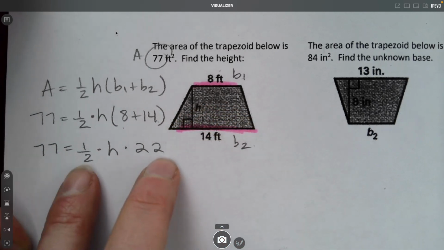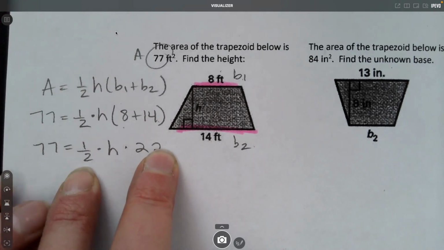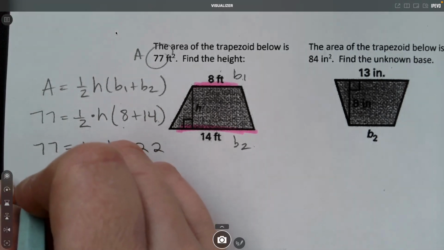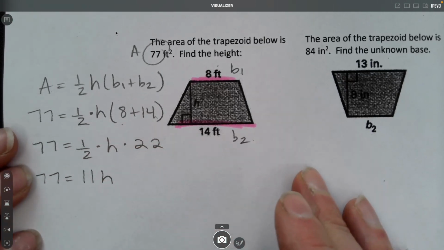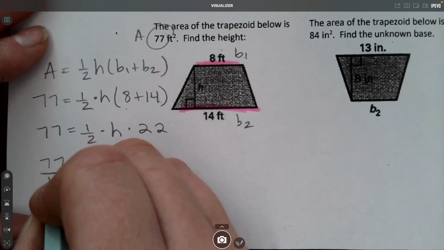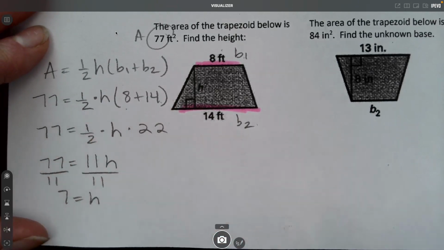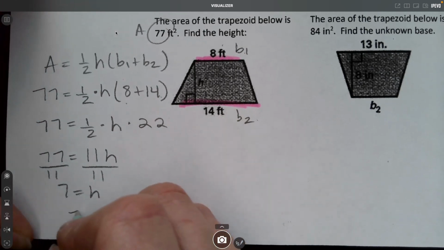And then it's really nice here. I can go ahead and multiply the 1/2 and the 22, and that's going to make an 11. So 77 is going to be 11 times whatever H is. So my last step here is just to divide both sides by 11. And I get 7 is equal to H. And because I have units feet here, this is going to be 7 feet.